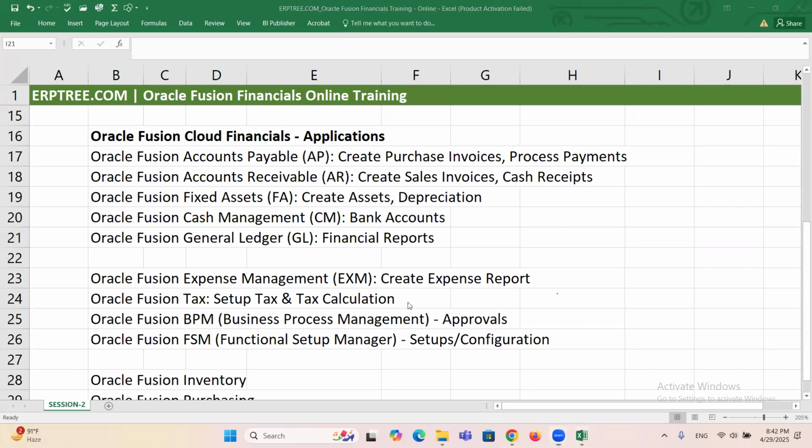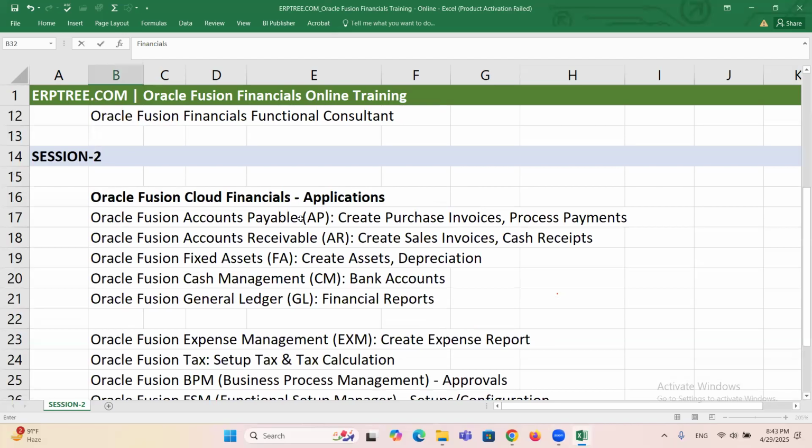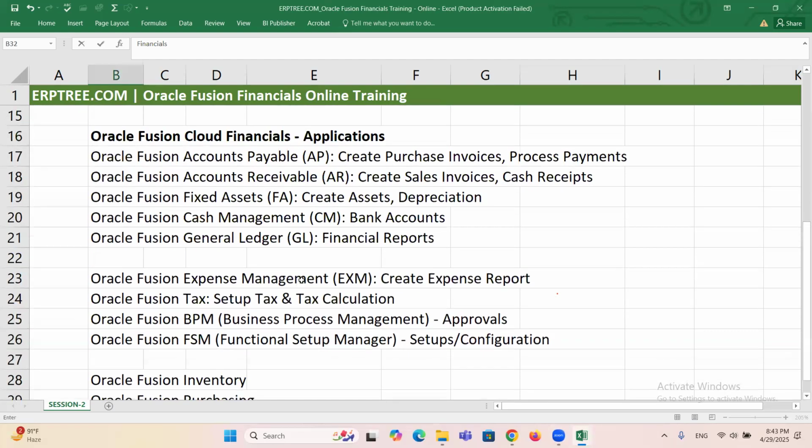Fine, let's proceed. We are talking about financials, and what the different solutions are that Oracle is offering. One is financials. Within the financials, as we already discussed, we have different applications: payables, receivables, fixed assets, cash management, and GL. These are the primary ones. Along with that, we also discussed the supporting ones.